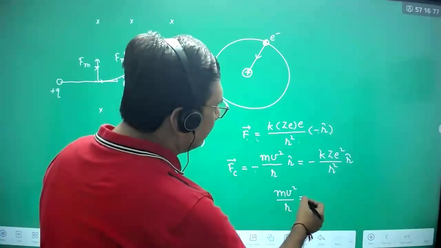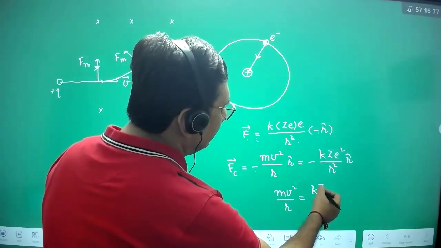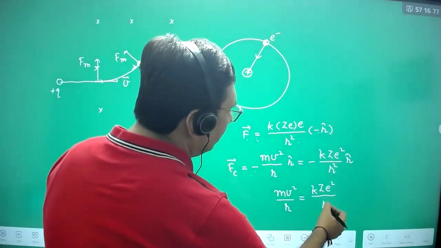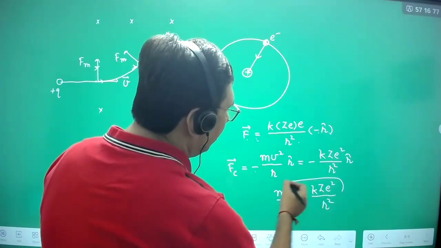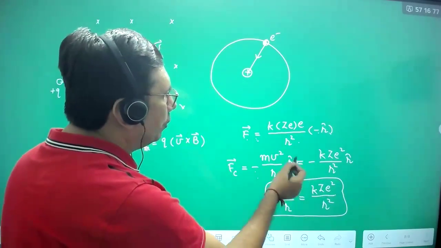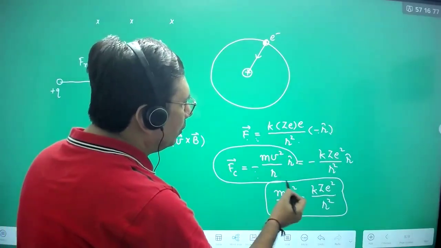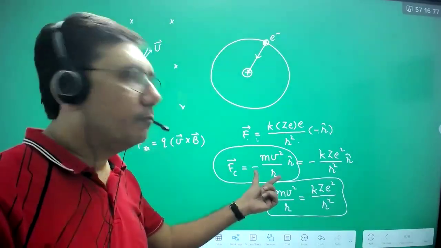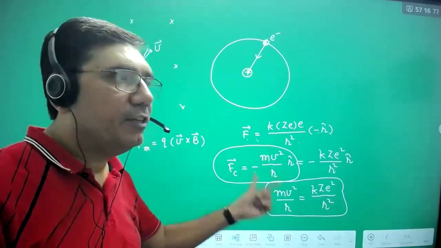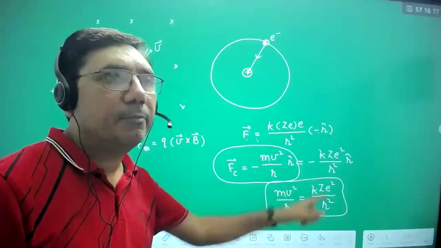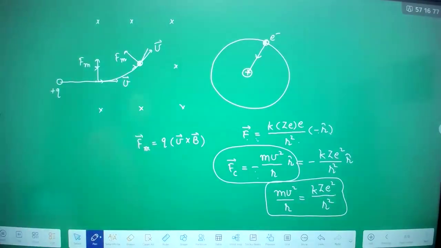That's why you write like this, K Z E square upon R square. So this is the required force, not the present force. If you want circular motion to happen, there should be some source which is going to act as minus mv square upon r cap. They are the same thing. You are writing the same thing. Is it clear what I'm saying?